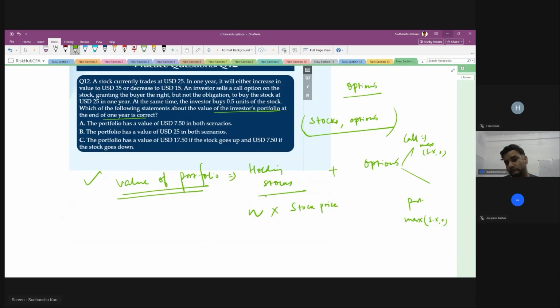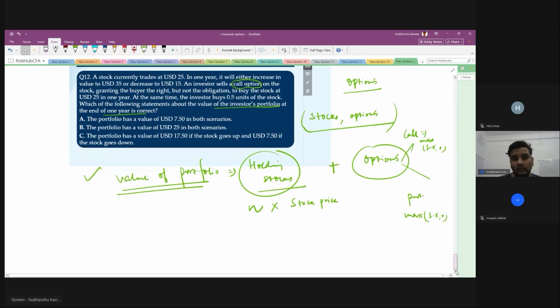So it is stock holding plus options. What is the option we have? We have a call option, right? So now, what is the question saying? If you read this question, the investor sells a call option. So that thing is clear to my mind.